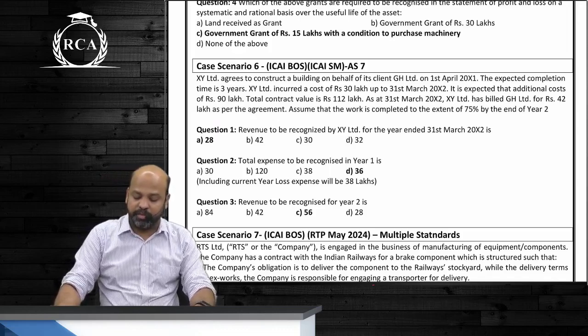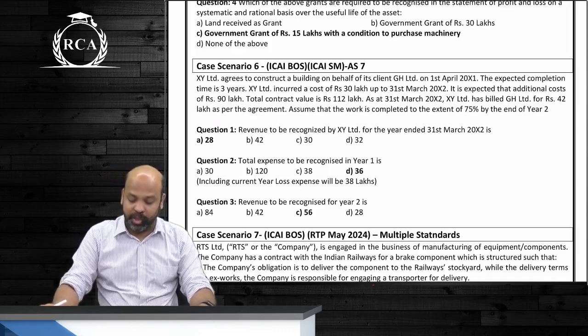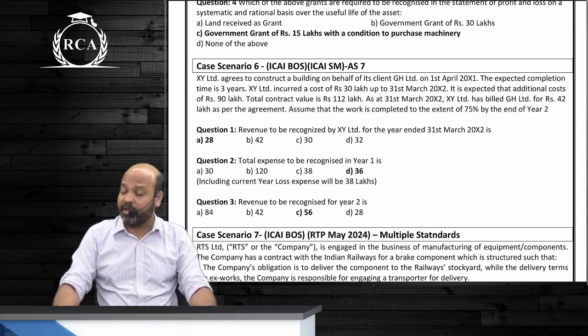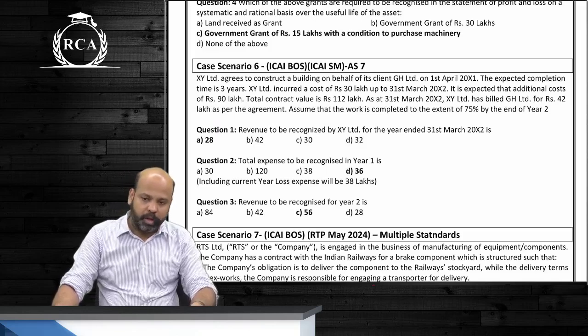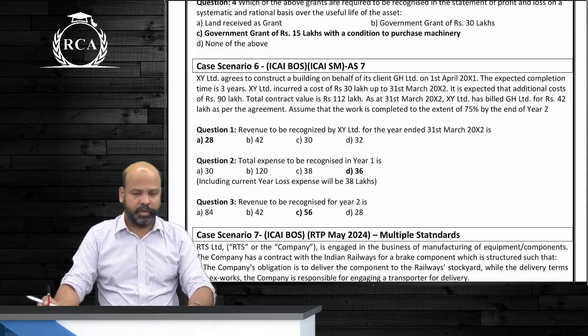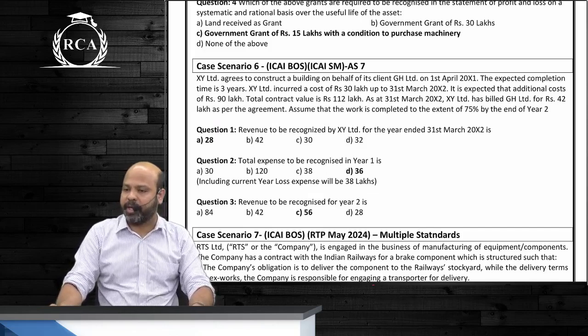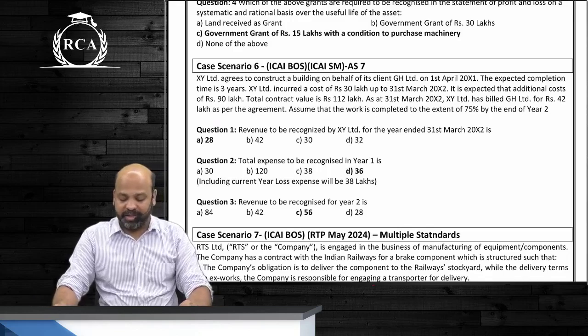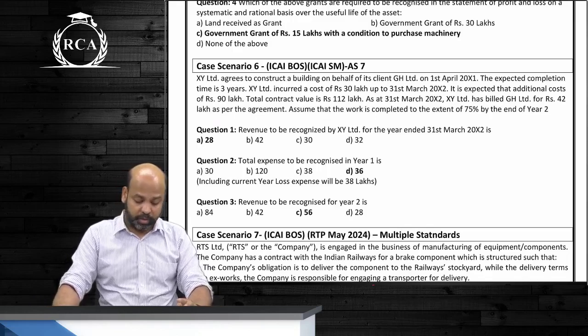As on 31st March 2022, XY has billed GH for rupees 42 lakhs as per the agreement. Doesn't matter, guys, how much you are billing. Will we book revenue based on what you have billed them, or will you do it on the basis of proportionate completion method? How will you compute degree of completion? On the basis of cost incurred: cost incurred till date divided by estimated total cost. Assume that the work is completed to the extent of 75% by the end of year 2.